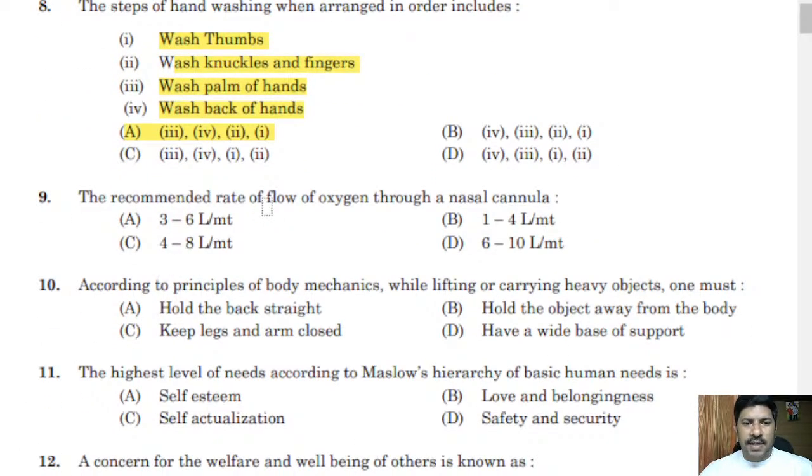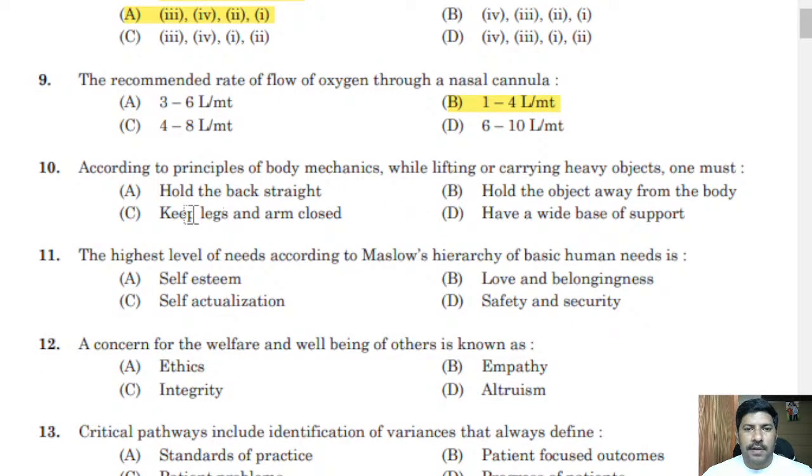Ninth question, the recommended rate of flow of oxygen through a nasal cannula is 1 to 4 liters. Through a nasal cannula we can administer 1 to 4 liters. Then 10th question, according to the principle of body mechanics, while lifting or carrying heavy objects, one must. Everyone knows body mechanics. The correct answer is option D, have a wide base of support. Our legs should be wide apart and we should be in a stable position. That is correct body mechanics while lifting a heavy object or a heavy patient.